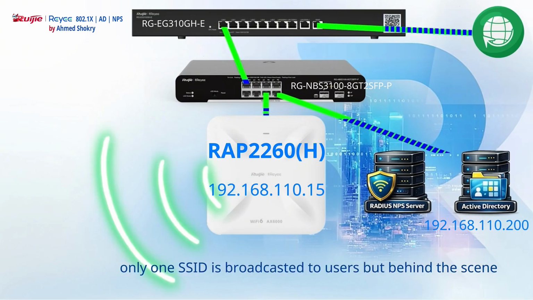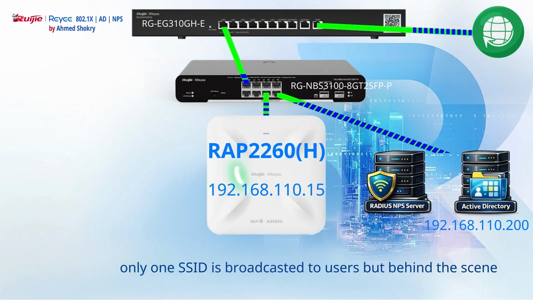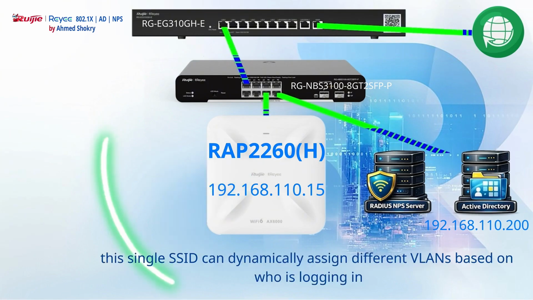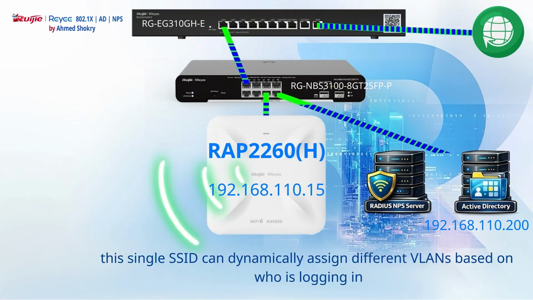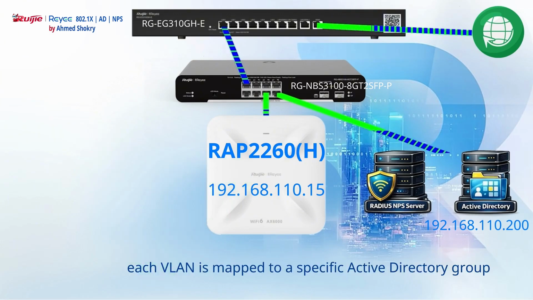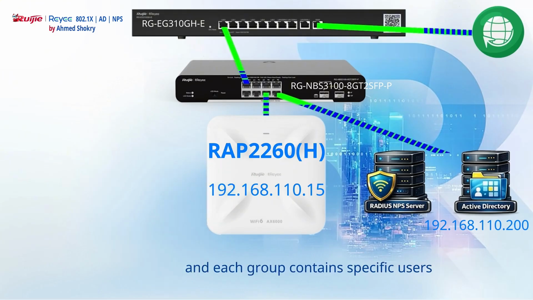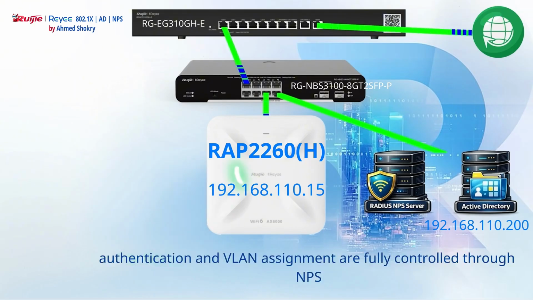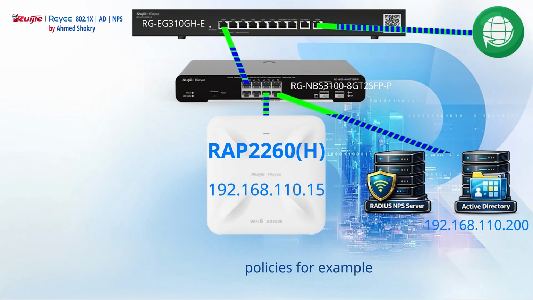192.168.110.200. Only one SSID is broadcasted to users, but behind the scene, this single SSID can dynamically assign different VLANs based on who is logging in. Each VLAN is mapped to a specific Active Directory group, and each group contains specific users. Authentication and VLAN assignment are fully controlled through NPS policies.